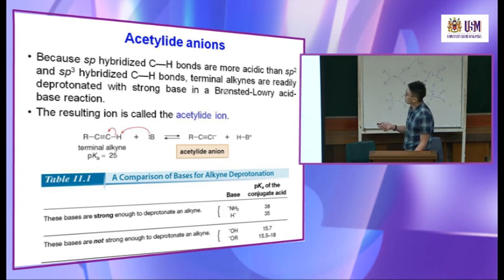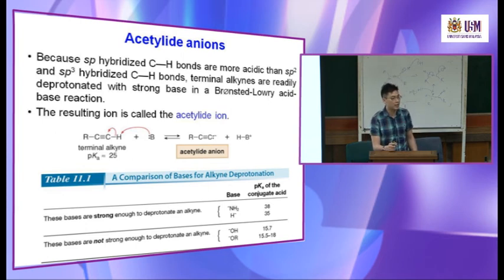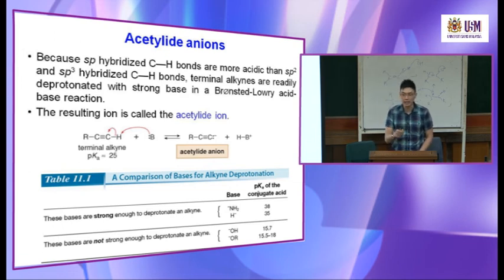Okay, so for this reaction with acetylide anion, we will always ask you to propose, for example, later we will show you an example, a mechanism to form this product. Then you have to know what to react with the terminal alkyne. You have to use a strong base, which is the NH2 or hydride. H negative is called hydride, okay? Hydride.